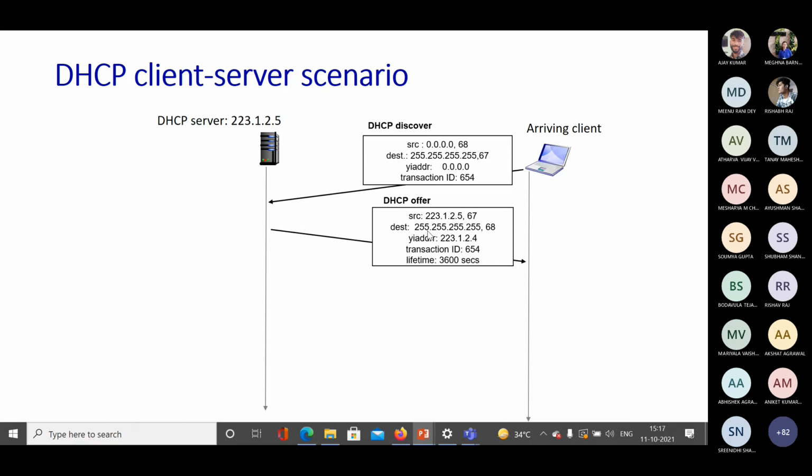All right. Now this message has a lifetime. Apart from these two values, we have a lifetime which is 3600 seconds. YIADDR is telling that this is the IP address that the server has, which it can give to the arriving client, that is 223.1.2.4. And the transaction ID is the same because this follows the same transaction.